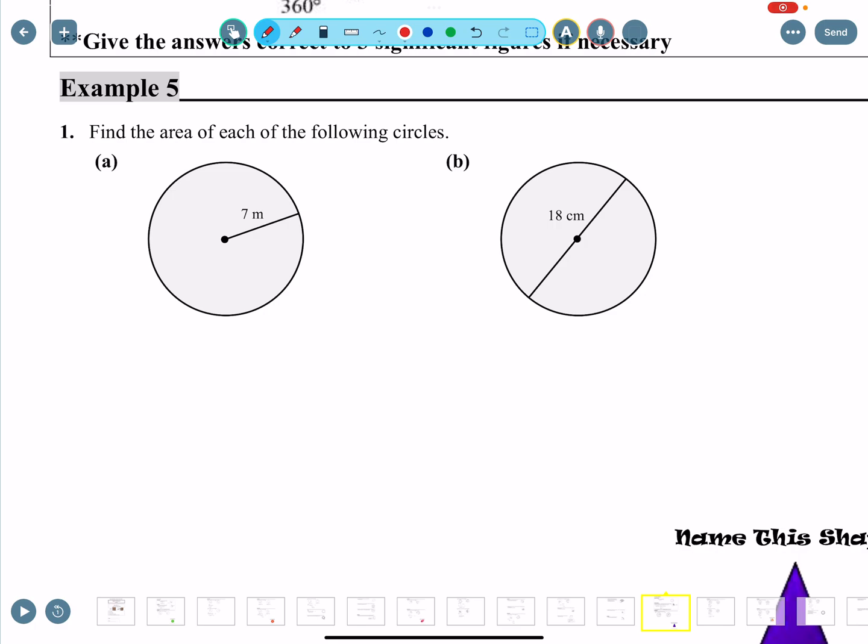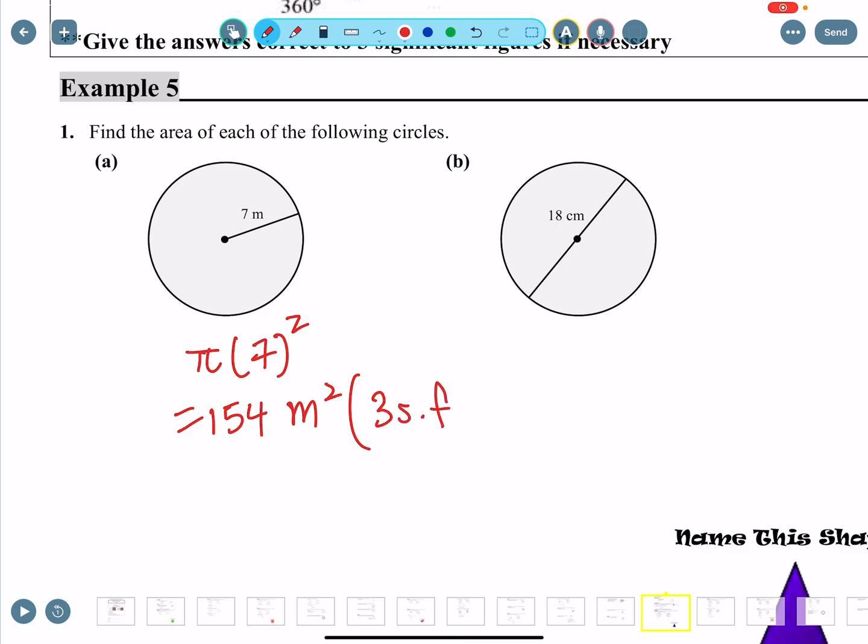Now over here, we have two circles. This one is pi r squared immediately, 7 squared. Pi times 49 is 154. 154 meters squared. Area is a two-dimensional flat surface, so it's meters squared.